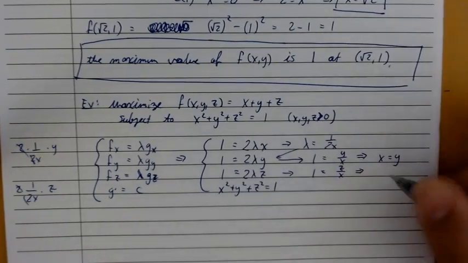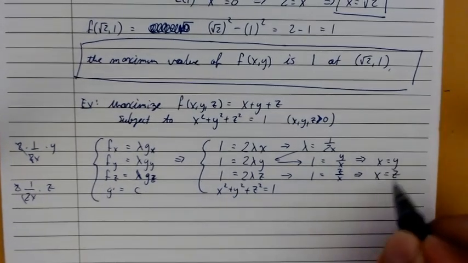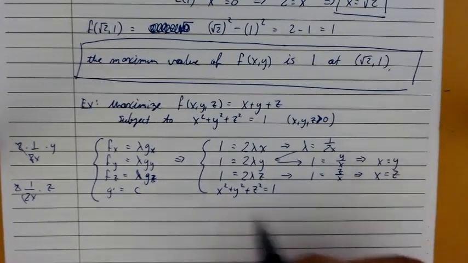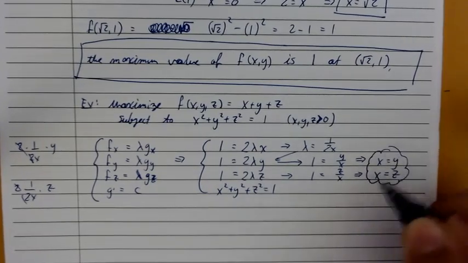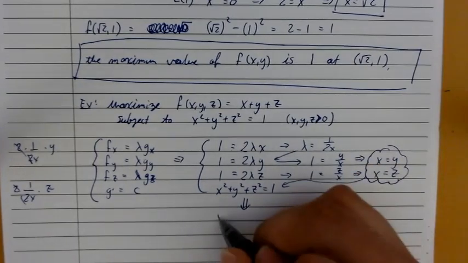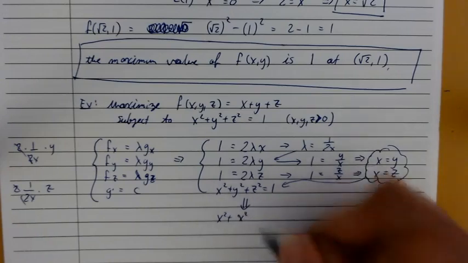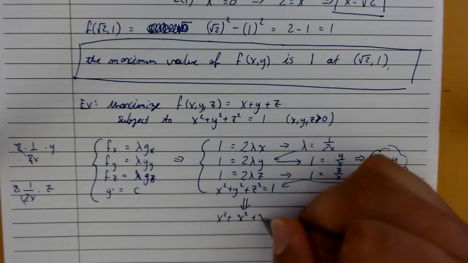Which means I can multiply the z over, and I get x is equal to z. So now I have these two statements, x is equal to y and z is equal to y. So taking both of those and plugging them into my final equation, into my constraint, gives me x squared plus, well, x and y are interchangeable, so I'll call that another x squared. And here x and z are also interchangeable, so I'll call that another x squared.